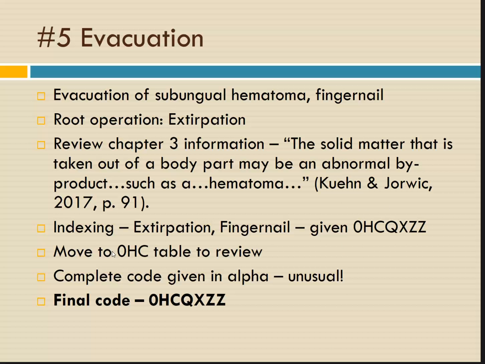So my suggestion is to always go to the table just to review. The one thing you want to look at when you go to the 0HC table, or any table that you happen to be given the entire code in the alpha, you want to check the body part value. But in this case, you were given a complete code in the alpha index, and that is the correct code, 0HCQXZZ.